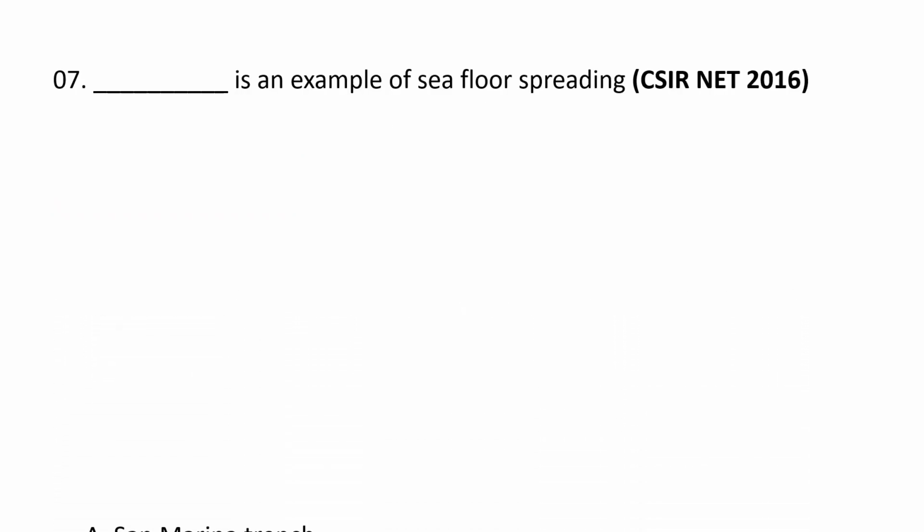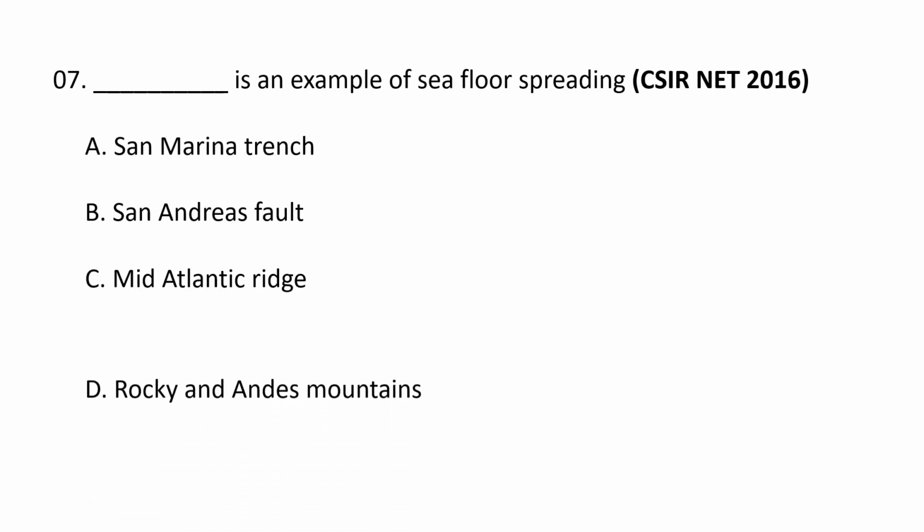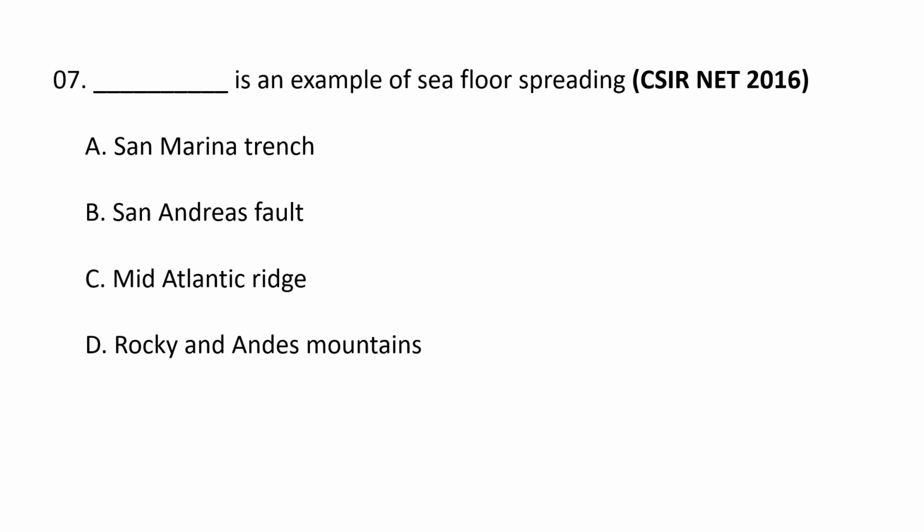Next question. Which is an example of seafloor spreading? A. San Marino Trench, B. San Andreas Fault, C. Mid-Atlantic Ridge and D. Rocky and Andes Mountains. The correct option goes as C. Mid-Atlantic Ridge. The Mid-Atlantic Ridge is a primary example of seafloor spreading, and it is a divergent boundary where the North American or Eurasian and South American or African plates are separating, allowing magma to rise, cool and create new oceanic crust. This process continuously widens the Atlantic Ocean at a rate of roughly 1 to 10 centimeters per year. So Mid-Atlantic Ridge is an example of seafloor spreading. C is the correct option.